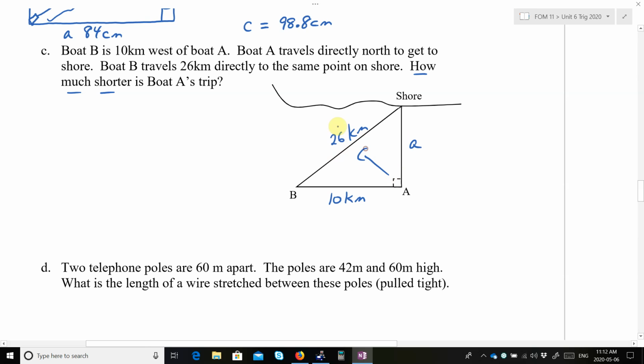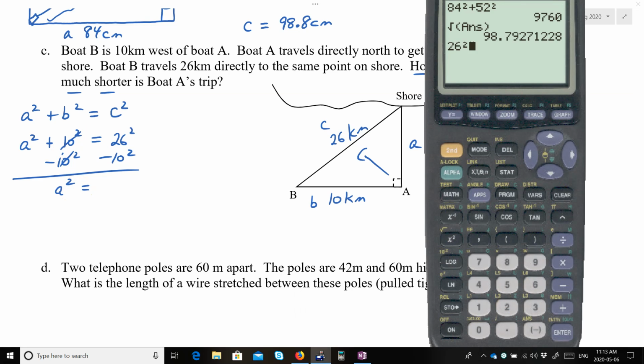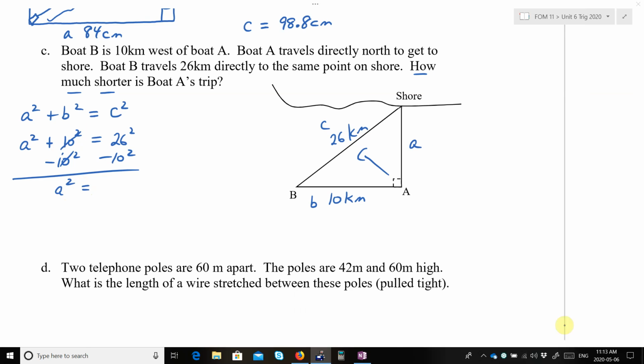Okay. Across from the 90 is C. So I would go A squared plus B squared equals C squared. We're trying to find A. This is B. B is 10 squared and C is 26 squared. So then subtract 10 squared from both sides, and we get A squared is equal to 26 squared take away 10 squared. We get 576.